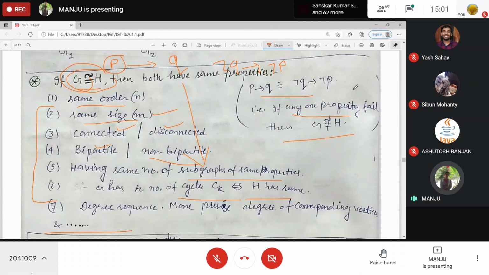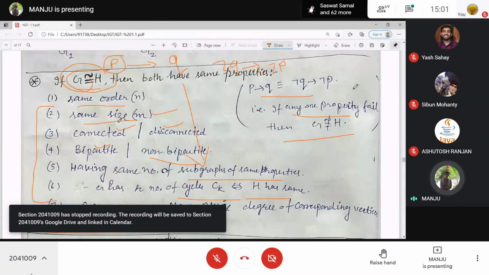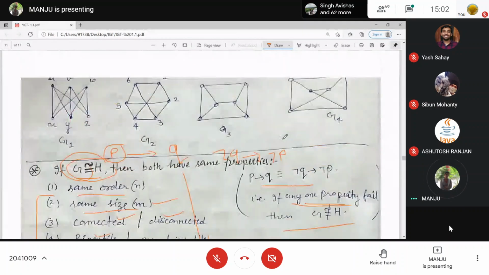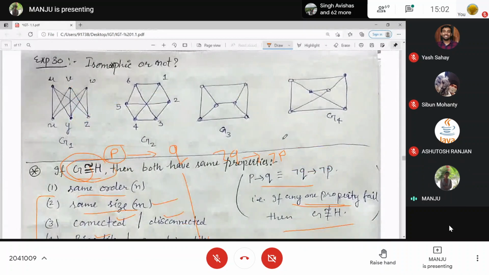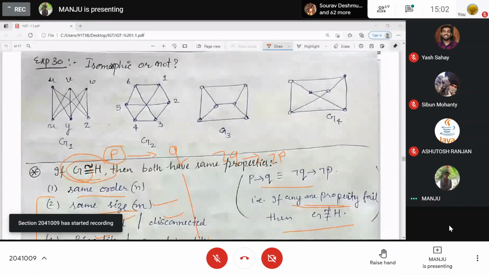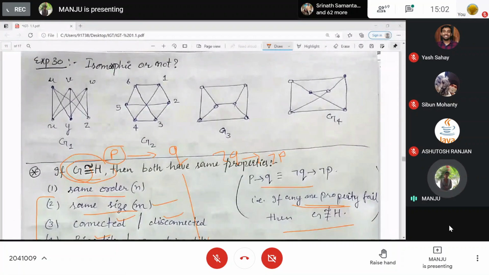So actually, showing non-isomorphism is much easier than showing isomorphism. You just need to list one property that is failing. Suppose one graph is bipartite and another is not bipartite, then the graphs cannot be isomorphic. You cannot find a correspondence between them. Clear?